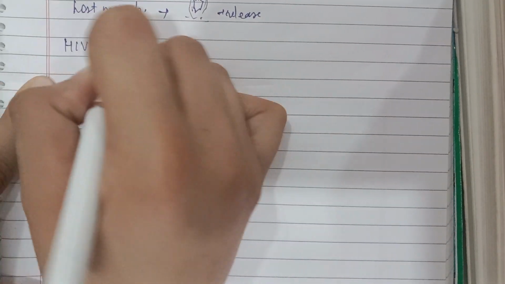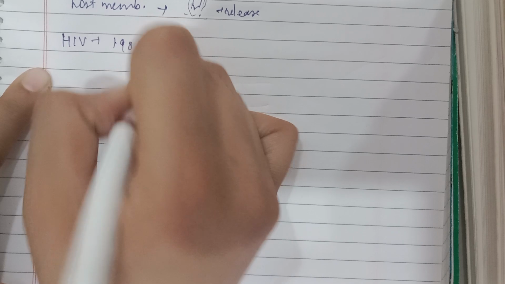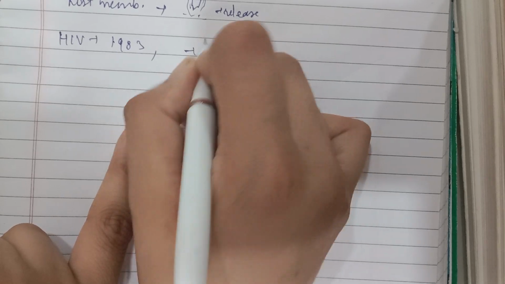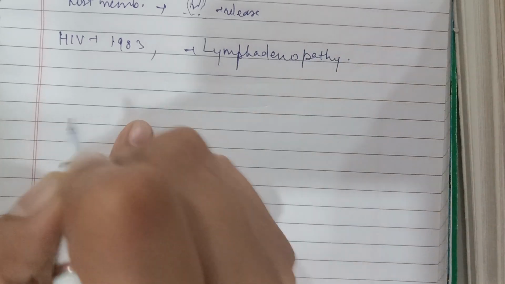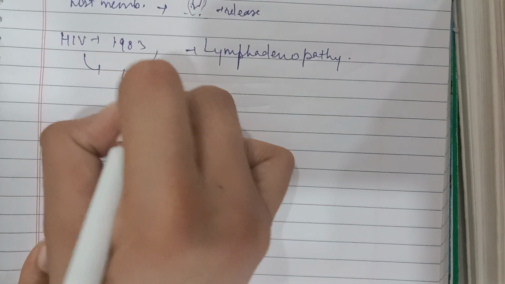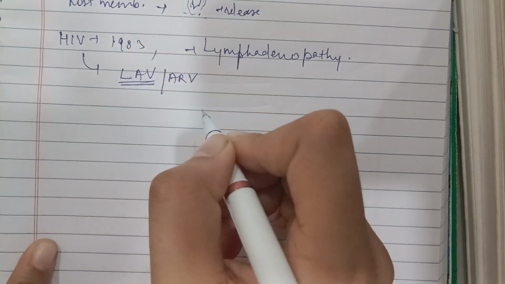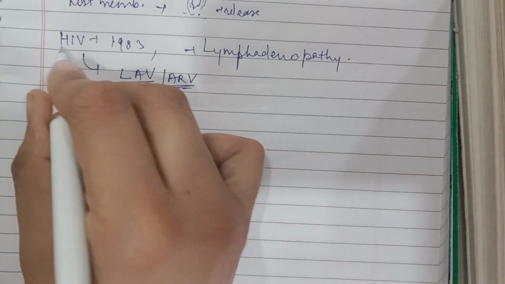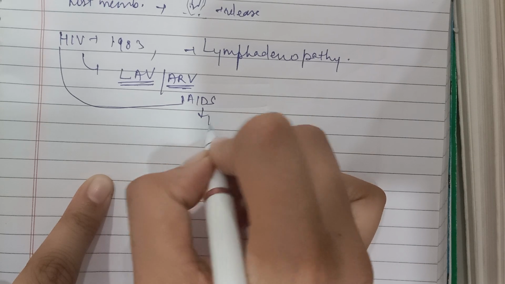HIV is human immunodeficiency virus, which was discovered in 1983 by Montagnier and Gallo. It was discovered in patients suffering from lymphadenopathy. So, HIV was formerly called LAV, lymphadenopathy associated virus, or ARV, AIDS associated retrovirus. Why is it called so? Because it is the causative agent of AIDS, acquired immunodeficiency syndrome, discovered in 1981 itself.